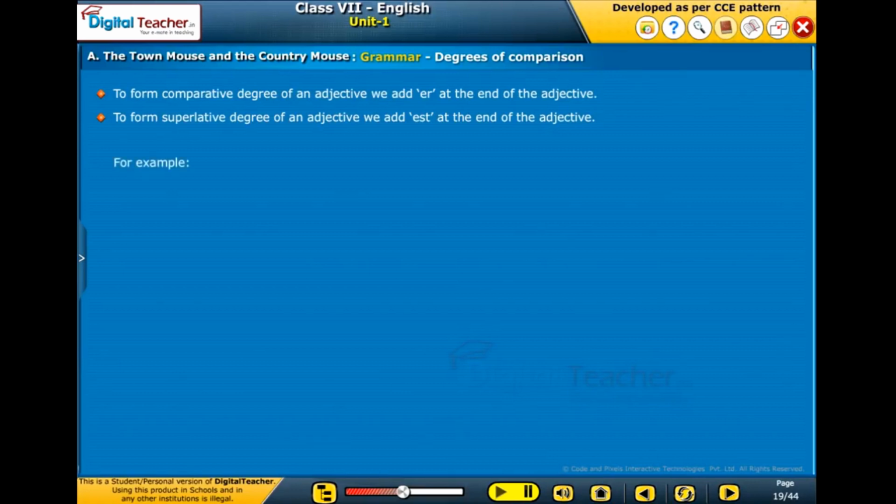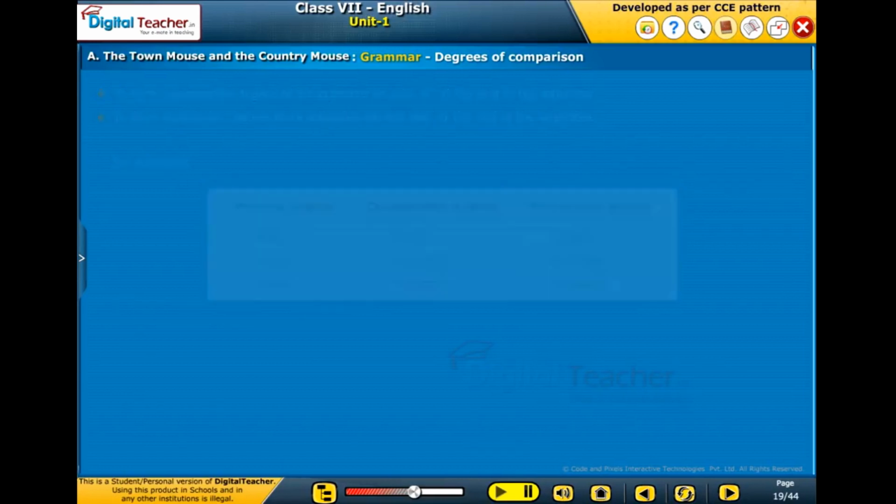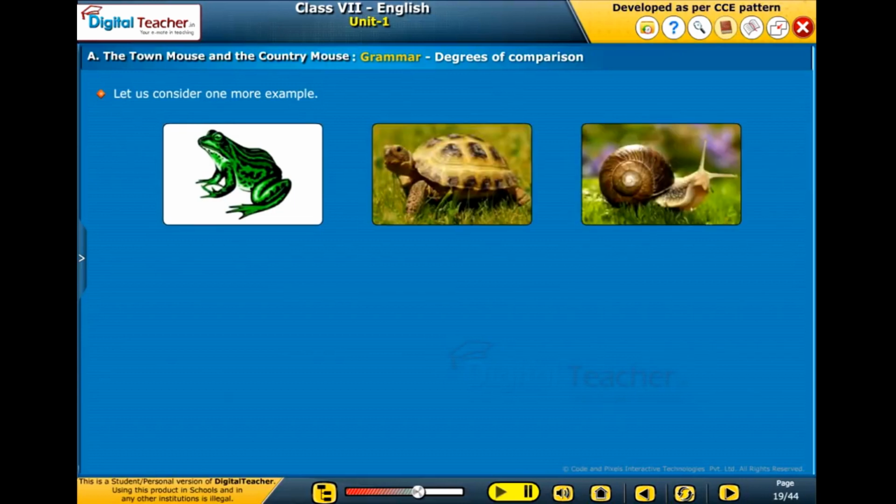For example, long, longer, longest, young, younger, youngest, cheap, cheaper, cheapest. Let us consider one more example. Compare the speed of the creatures given on the screen. The first image is of a frog, the second image is of a tortoise, and the third image is of a snail. The frog is a slow-moving animal.